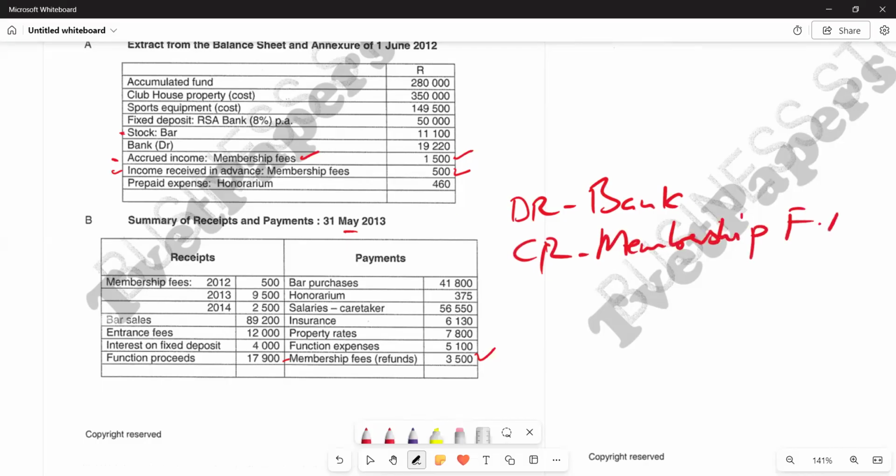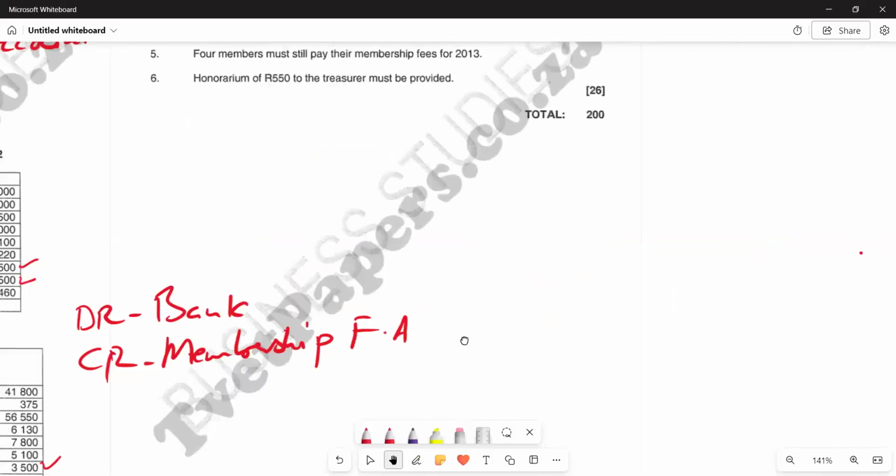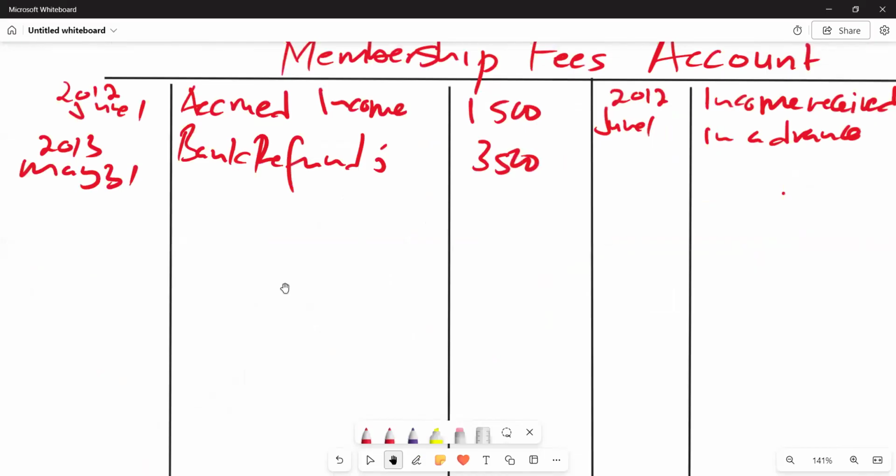So this is the double entry that applies to all these three figures that we have for three different years. This is membership fees received in 2012, 2013, 2014. We debit it in the receipts and payments account, then you credit it in the membership fees account. So you're going to pick 2012, 500, 2013, 9,500, 2014, 2,500, and we enter as such in the membership fees account. We come here on the credit side, and we just summarize as such.